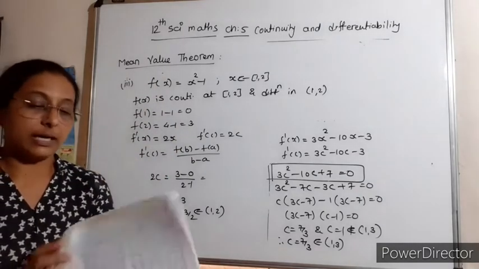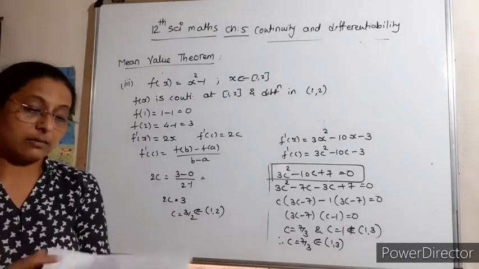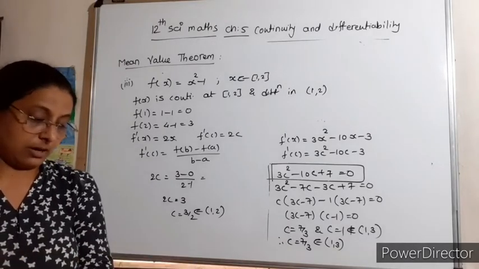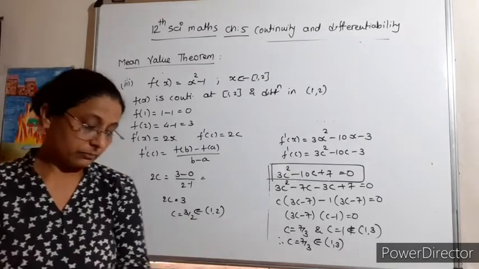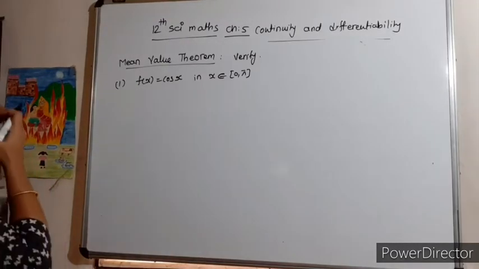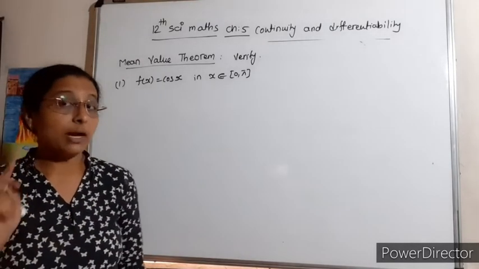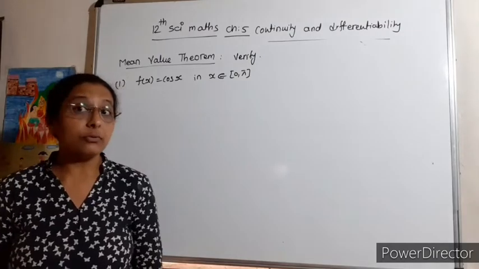Then we'll move ahead with some extra sums for Rolle's theorem and mean value theorem. Okay. Here f(x) is equal to cos x, when x belongs to 0 to pi. You have to verify the mean value theorem.